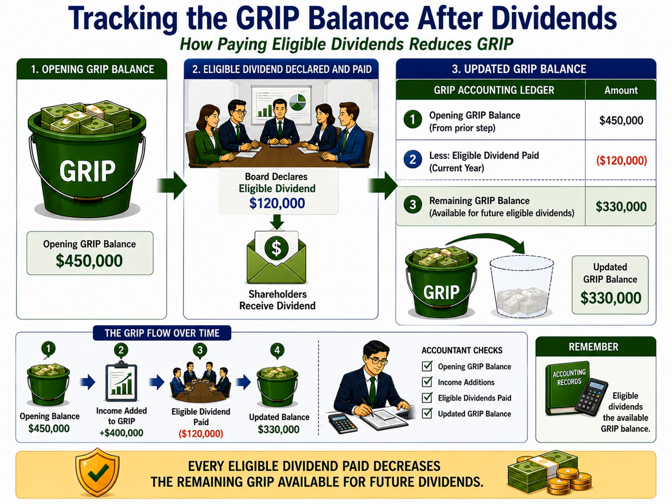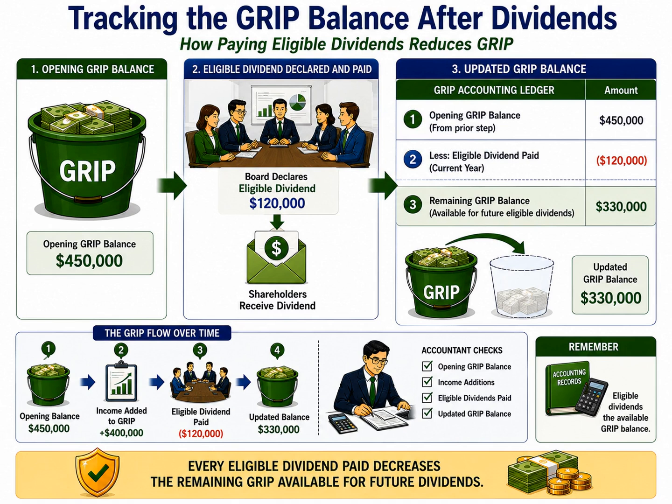Later in the year, the board of directors decides to distribute part of the corporation's profits to its shareholders. After reviewing the corporation's records, the directors declare an eligible dividend of $120,000. Once the dividend is paid, the shareholders receive the cash. But something else happens behind the scenes. The corporation must also update its GRIP records.